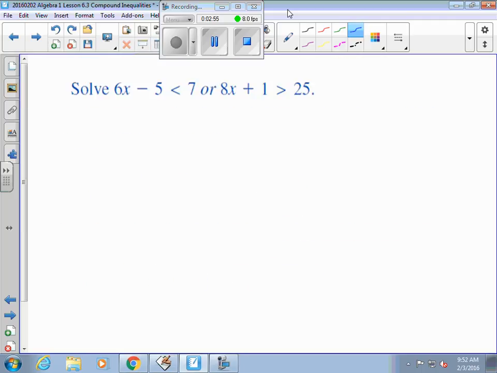Okay, on the back, everybody, let's do this one. Solve this one, and I'm going to add to it at the end and graph it. Solve it and graph it. Remember, solve both of them separately, graph them both on the same number line. Real simple.